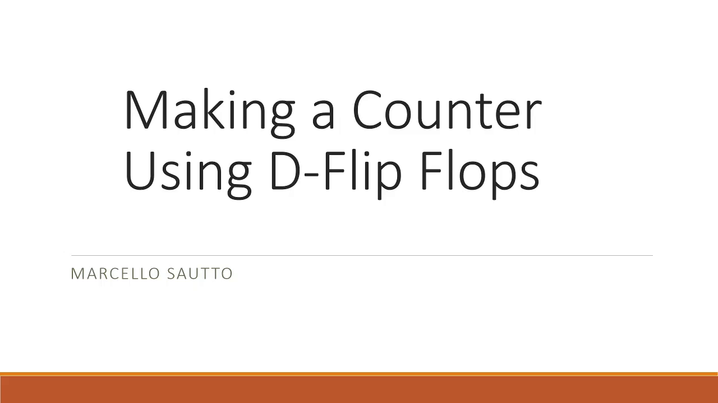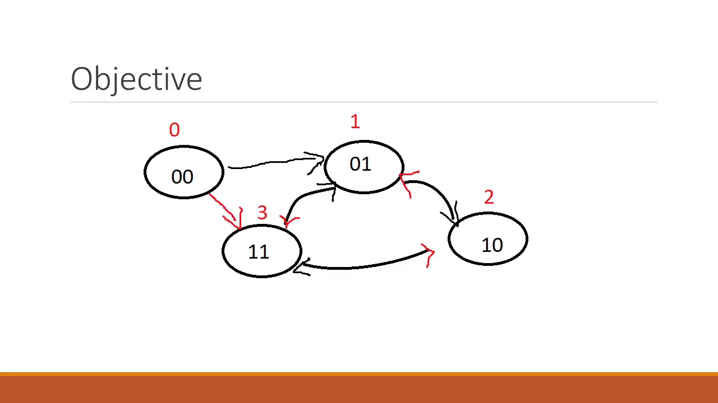Today I'll be explaining how we can create a counter using D flip-flops. So our objective is to create a binary counter that counts from 1 to 2 to 3 and repeats this sequence of numbers. And we can also make it count in the opposite direction, where we can have it start at 3 and then count to 2 to 1 and loop in that sequence.